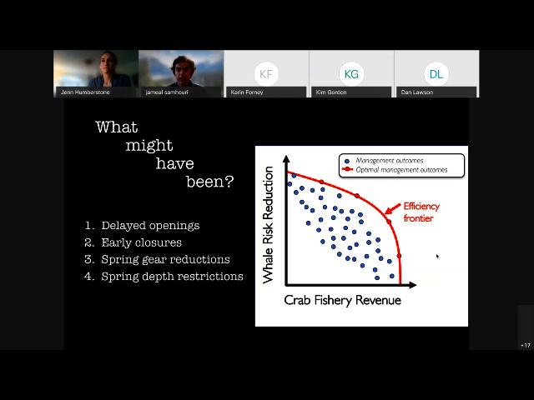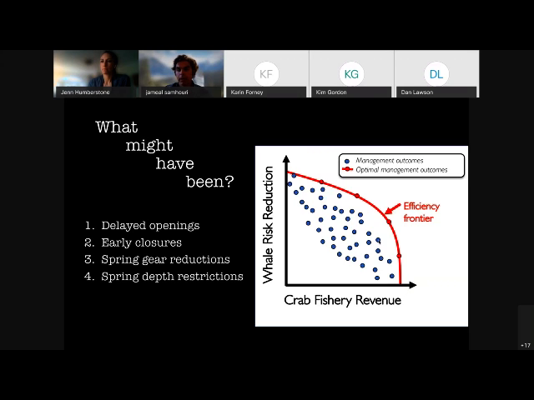Now, to understand how these scenarios influence outcomes, I'm going to focus on the expected risk reduction to whales shown here on the y-axis. So the greater the risk reduction, the better for meeting our goals. And the expected changes in fishery revenue. So the closer we are out here on the right-hand side of the x-axis, the closer we are to the 100% of the revenue that actually accrued during a fishing season.